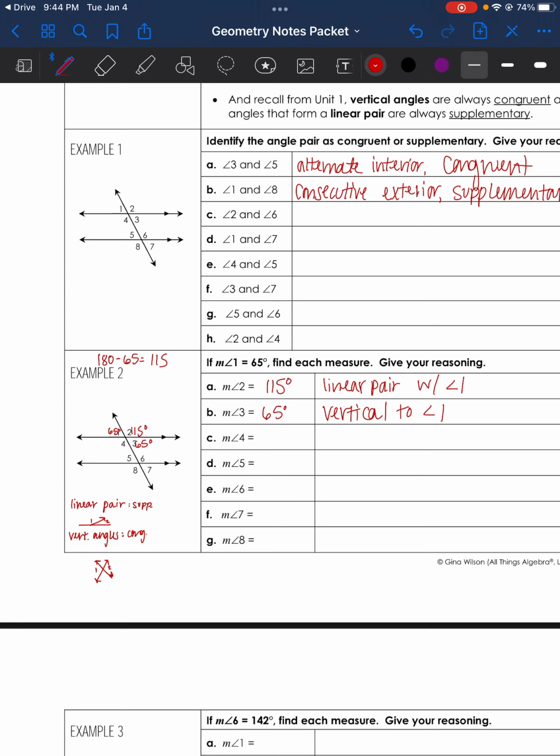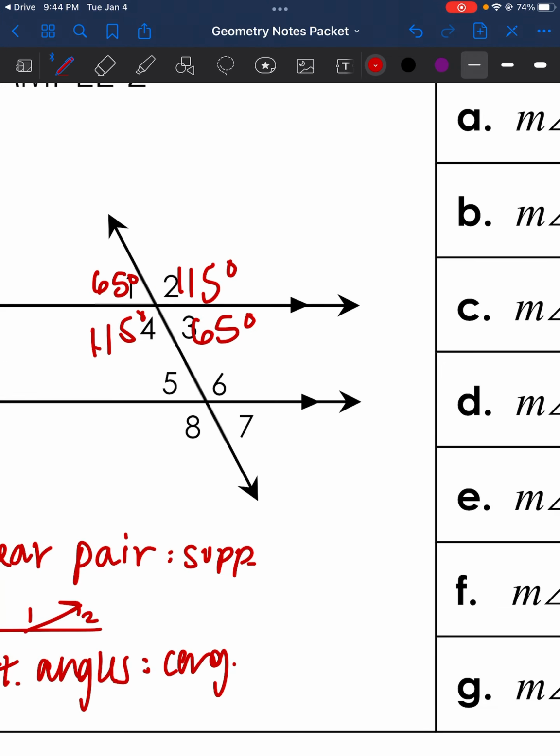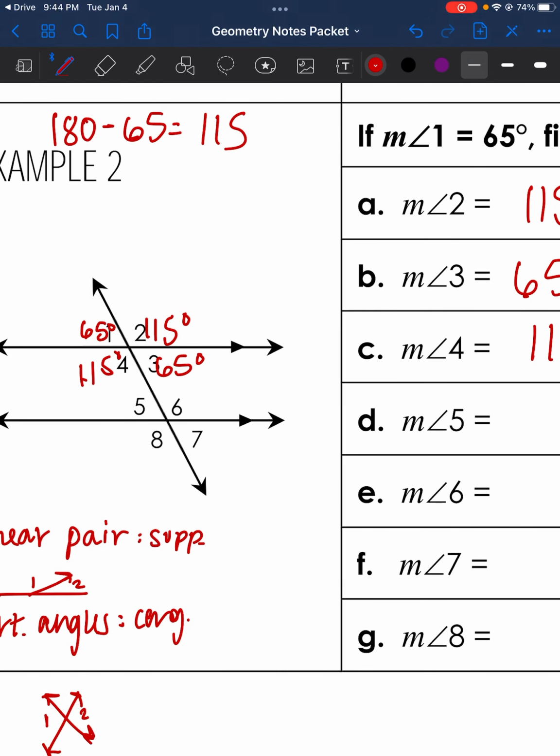And then angle 4 is vertical to angle 2, so we know this is also 115 degrees, vertical to angle 2, and that's the first 4 up there right away. So how can we use what we know up here to tackle any of these angles down here? Well, there's several ways. Now that we know all 4 of these angles, we can look at corresponding angles.